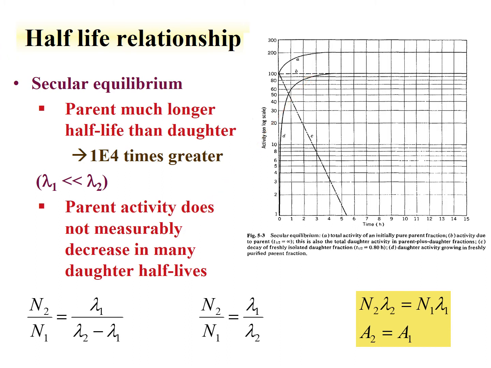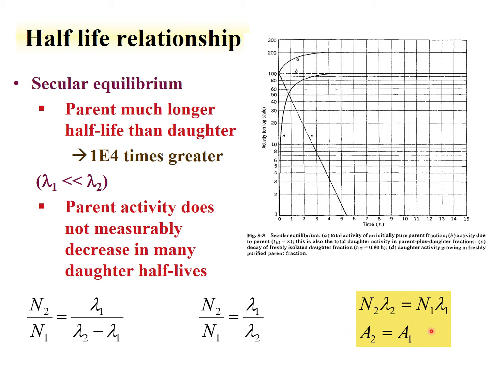And then we have this relationship. We just took this relationship from the transient equilibrium, with lambda 2 minus lambda 1. Lambda 1 is a very small number. It's fundamentally just equal to lambda 2. So we get this relationship where the number of daughter atoms divided by the number of parent atoms is just equal to a ratio of the decay constants.